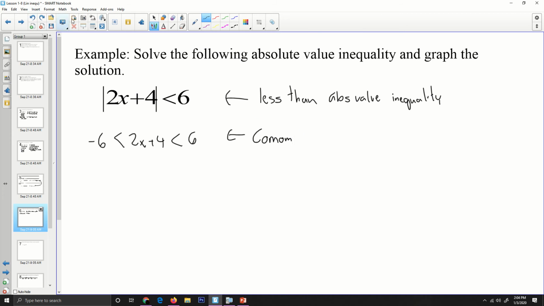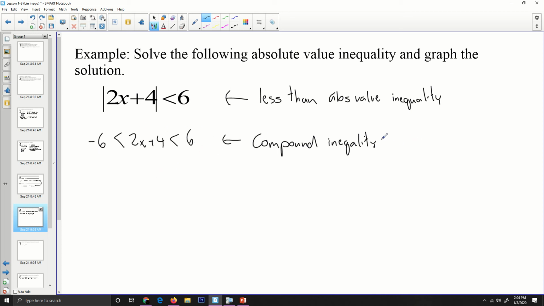I didn't spell that right. C-O-M-P-O-U-N-D inequality. And so what we're going to do is we're going to solve this as if it were an equality, but instead of having just two sides, it's got three sides. It's got this left side, it's got a middle side, and it's got a right side.